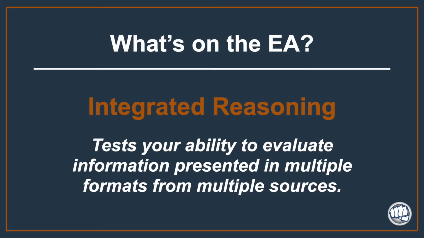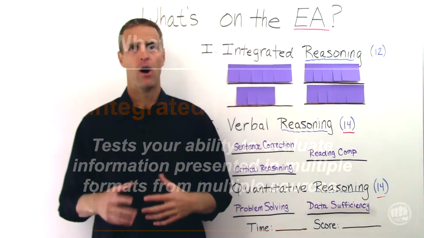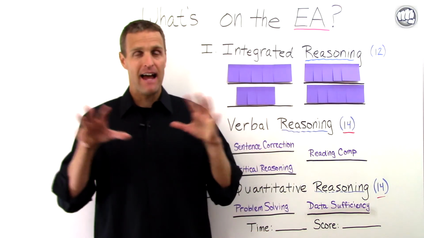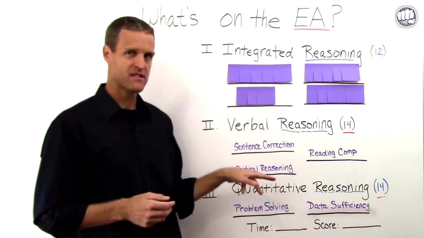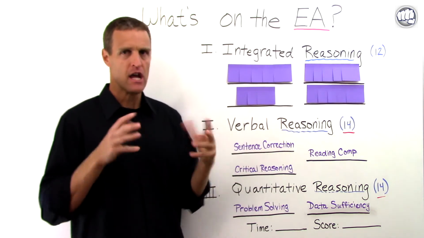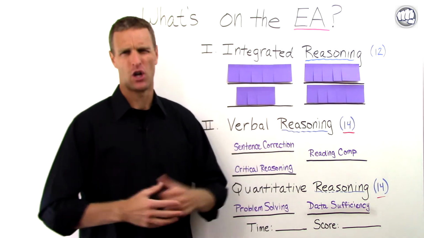Take a look at what integrated reasoning tests. Integrated reasoning tests your ability to evaluate information presented in multiple formats from multiple sources. Implicit in the word integrated, how different bits of information relate and integrate, and you're answering questions by pulling information from multiple sources and formats. But once you do that, a lot of the actual stuff you need to do to get right answers are math skills and verbal skills. You just have to do it with unique question formats.